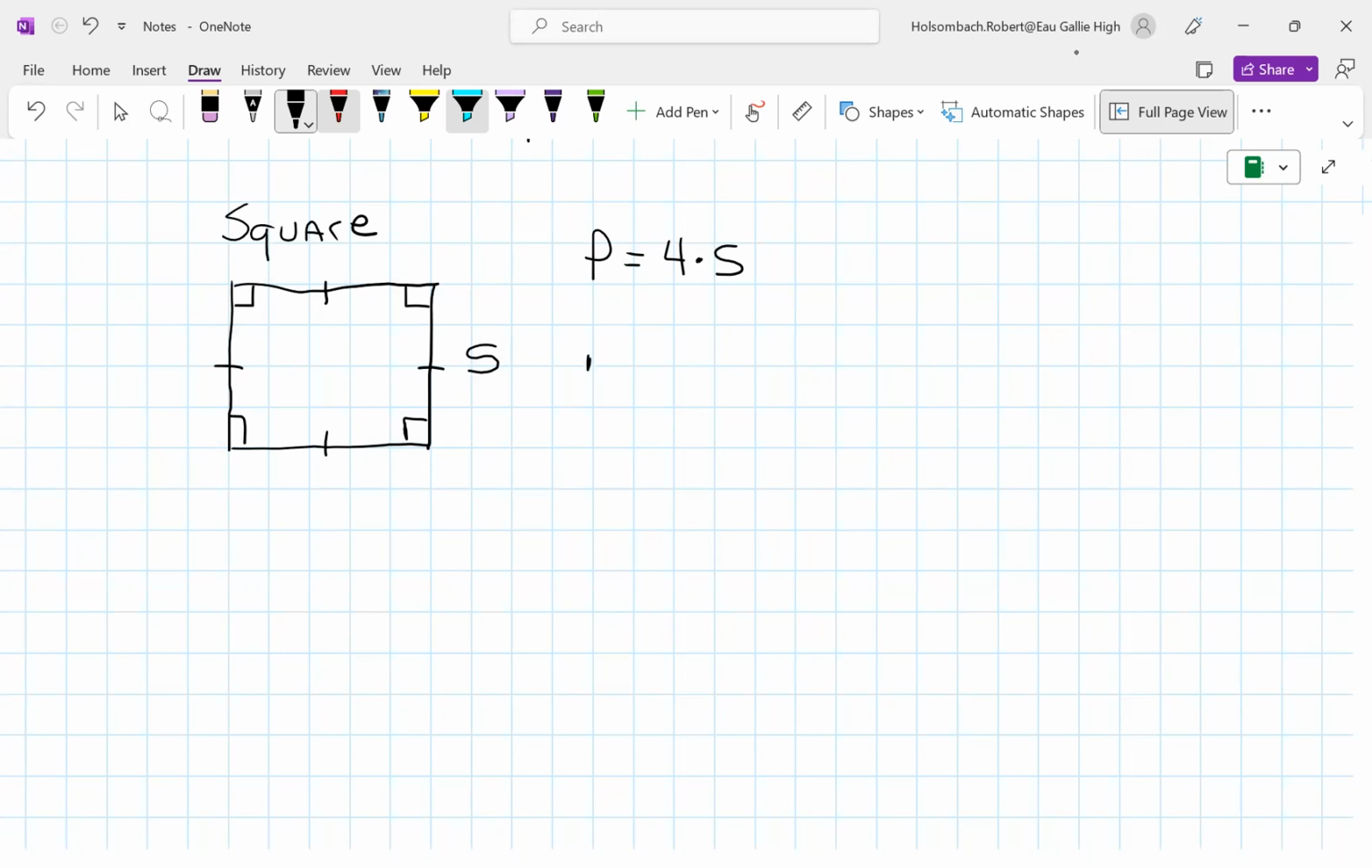The area of a square is found by taking one of the sides again and squaring it. Area is found by taking one of the side lengths and squaring it.